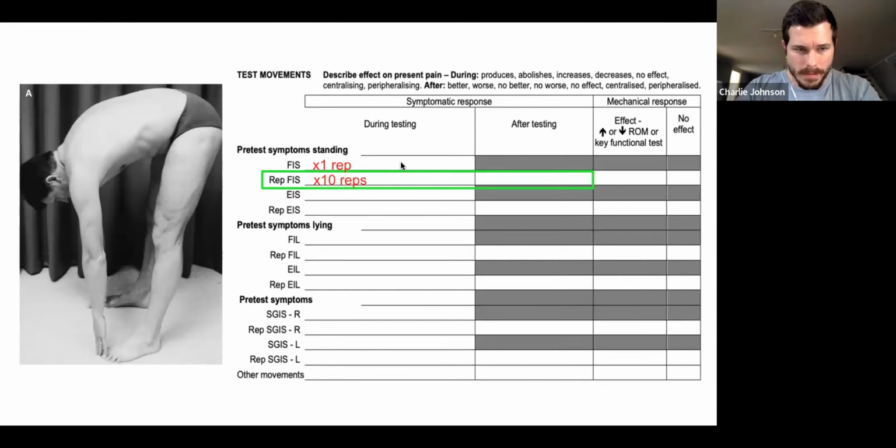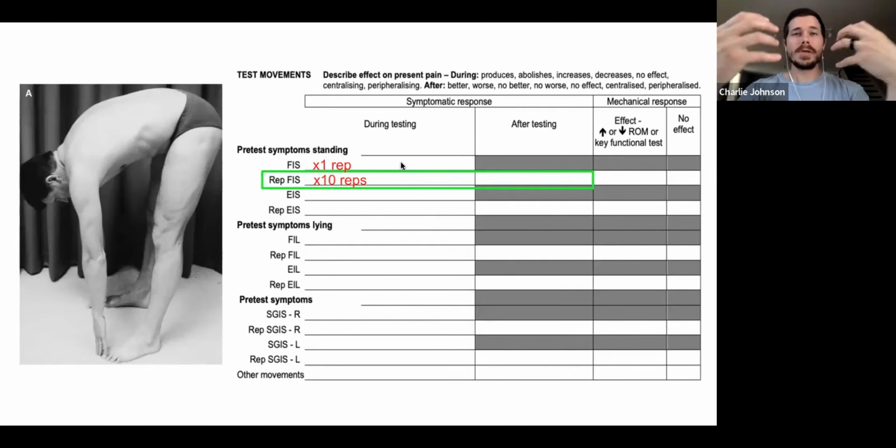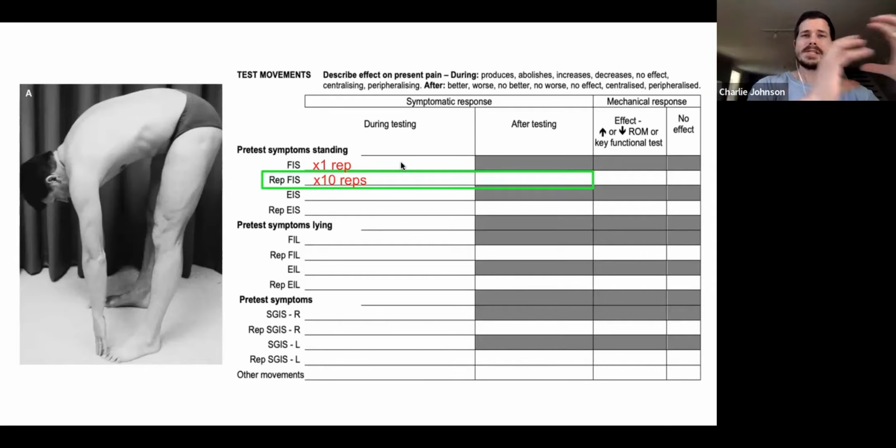So you go all the way down as far as you can tolerate, back on up. All the way down as far as you can tolerate, back on up. And you would do 10 of these. And while you're doing it, you would be keeping tabs on what's happening to your symptoms. So again, we're assessing and we're doing this to determine if you have the presence of centralization or peripheralization, all right?